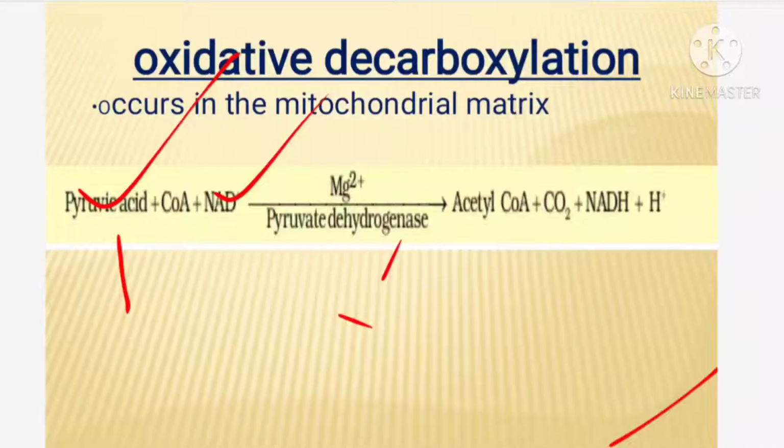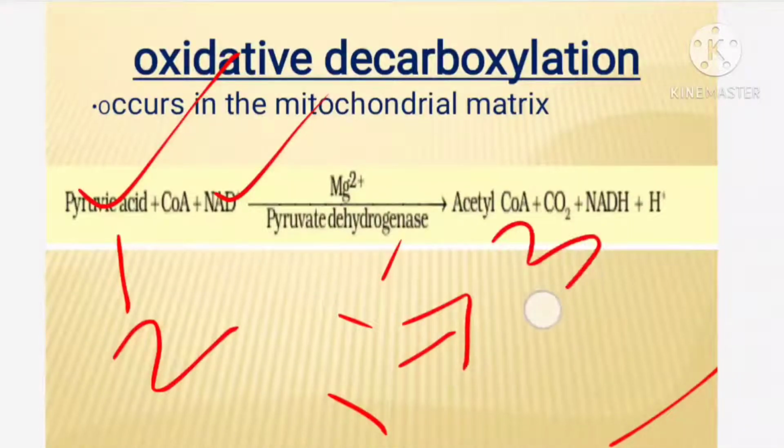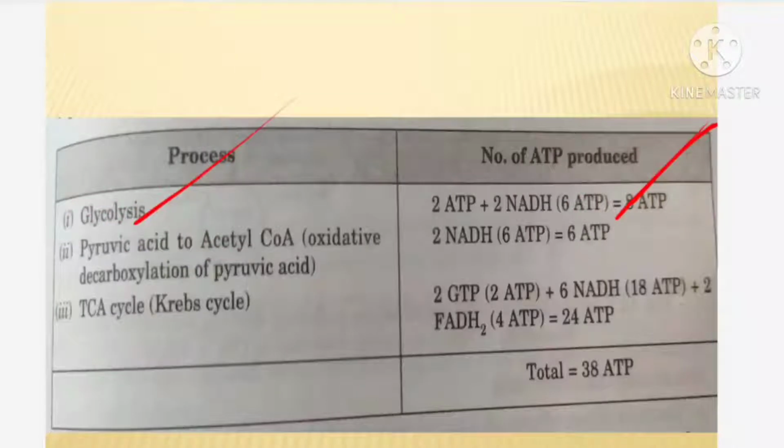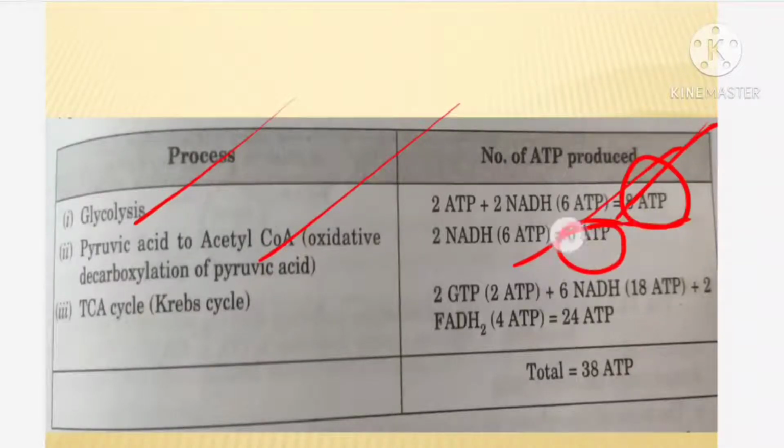I will make it clear once more. With 1 pyruvic acid, I get 1 NADH2. With 2 pyruvic acids, I get 2 NADH2. 1 NADH2 is equivalent to 3 ATPs, so 2 NADH2 is 3 into 2, which is 6 ATP molecules. So, oxidative decarboxylation of pyruvic acid results in the formation of 6 ATP molecules. In glycolysis I got 8 and in oxidative decarboxylation I got 6, so altogether I now have 14 ATPs produced.